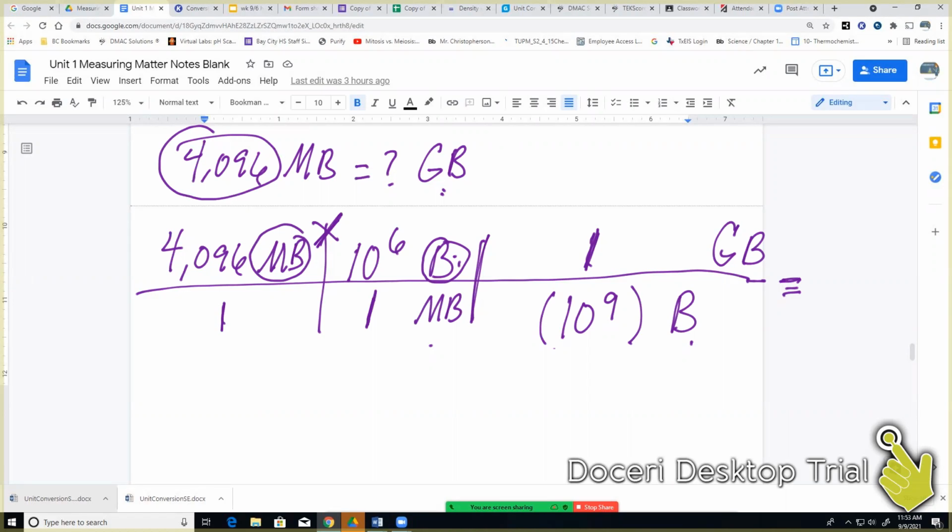Should my number be getting bigger or smaller? A little bit smaller, right? Because I'm moving that way. And that's kind of a good check you can always do. That way you can make sure you didn't put something wrong in the calculator. If you're moving toward the small units, your number should be getting bigger. If you're moving toward the big units, it should get smaller.